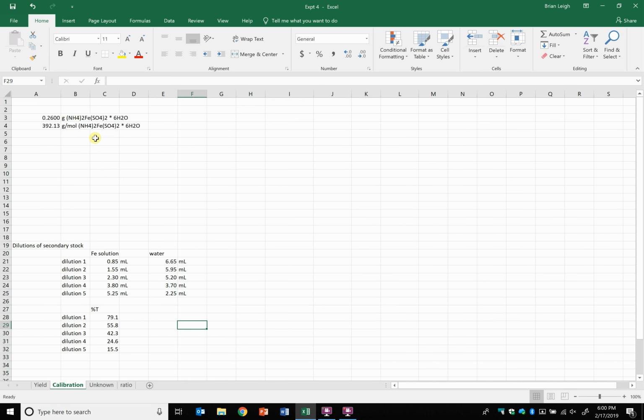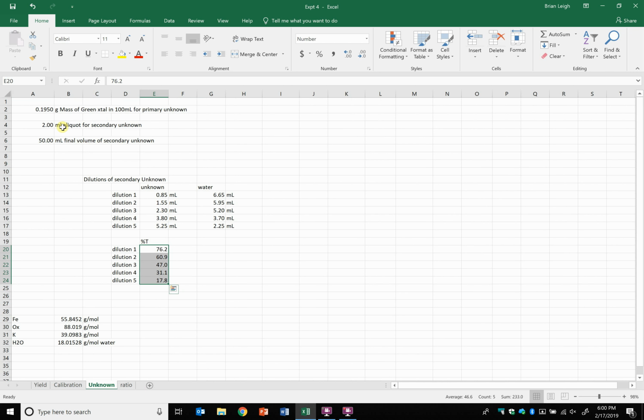On the second tab I have the calibration tab, for which you took maybe 2.6 grams of your starting material, ammonium iron sulfate, which has a molecular mass here, and you made your dilution into 100 mLs and then 2 mLs, and then further into these sample dilutions, of which you recorded the mLs of the iron BIP solution as well as the water you put in, and then you got some percent transmittance for those dilutions.